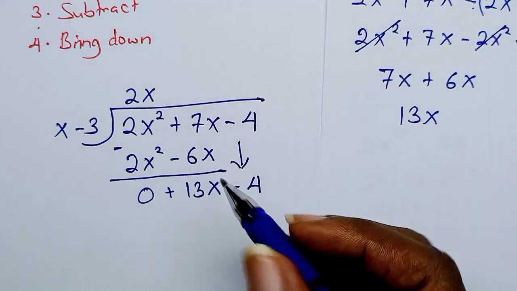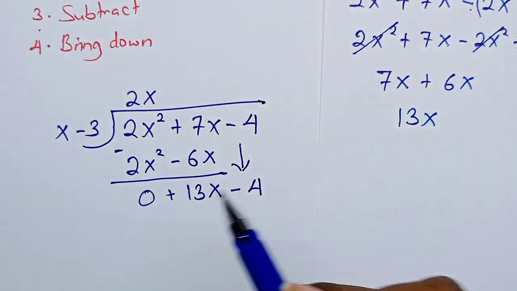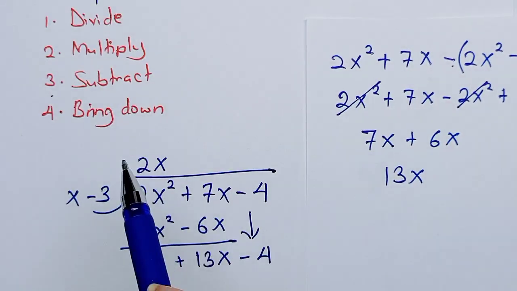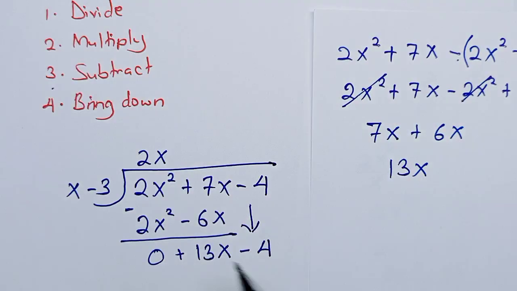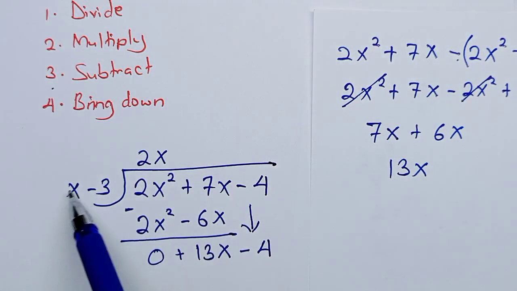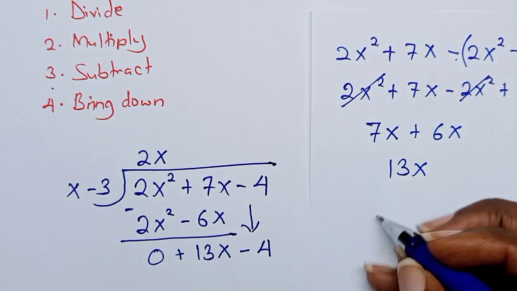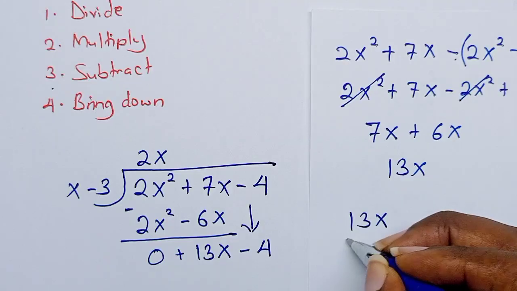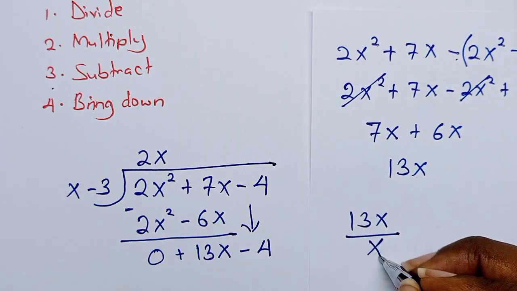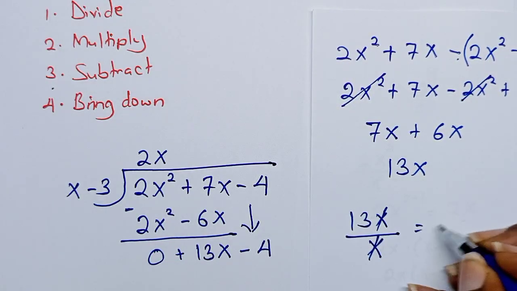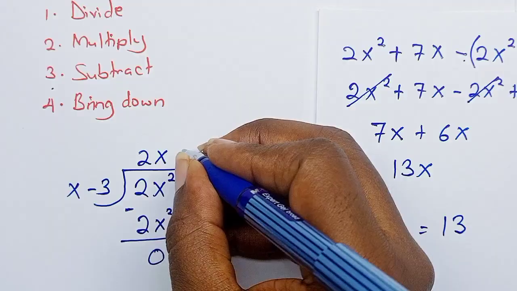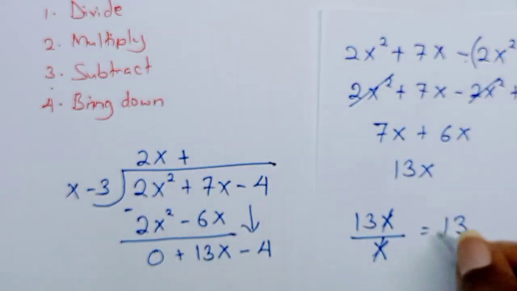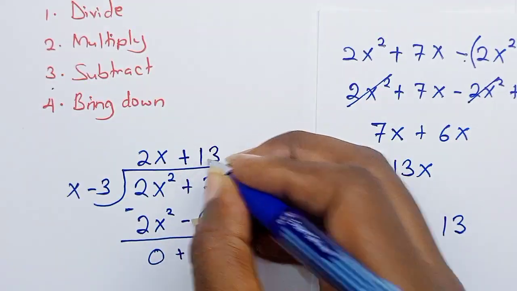Okay. So again, you repeat the steps afresh. You divide, multiply, subtract, and bring down. So now you're going to get this. The first is to divide. You're going to get the first term of the quotient and divide it by the first term of the divisor. So we shall have 13x divided by x. Okay? So this x cancels out and we are left with 13. So it's what you write here. So plus, it's positive 13. So it goes with its sign, okay? So it will be plus 13.